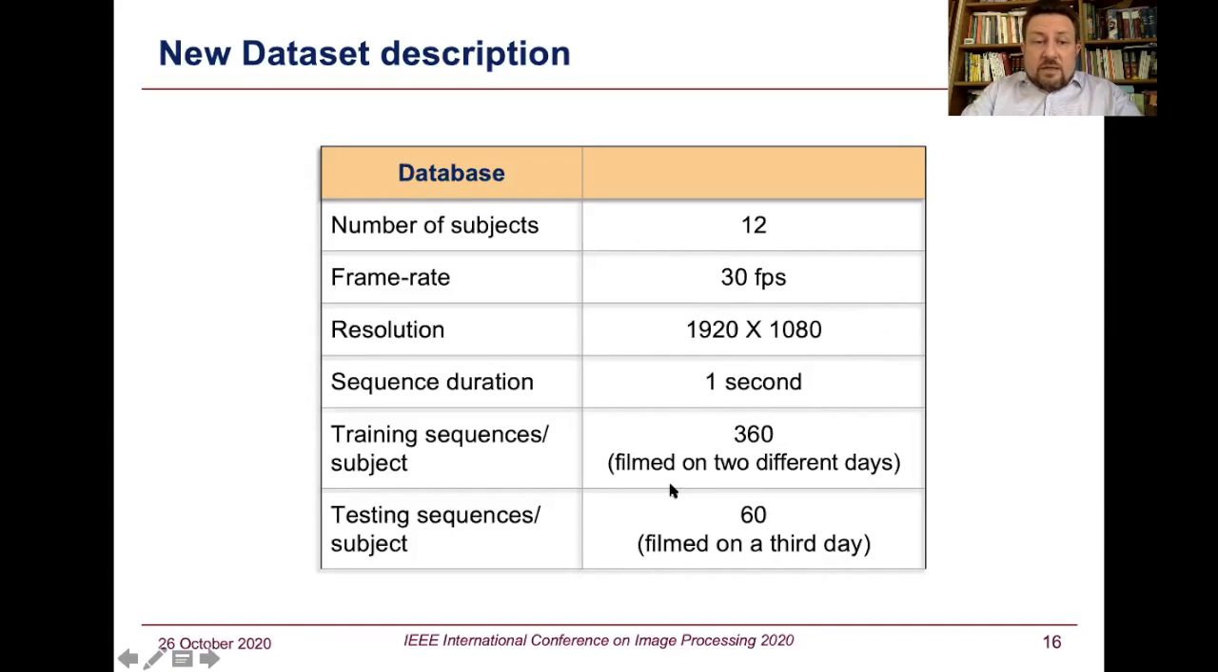Two days were used for training, and the 3rd day was used for testing the recognizer. So we had 360 sequences per subject filmed on 2 different days, and we had 60 testing sequences per subject filmed on the 3rd day. We believe that this is a more robust setup to judge the discrimination quality of this new biometric.